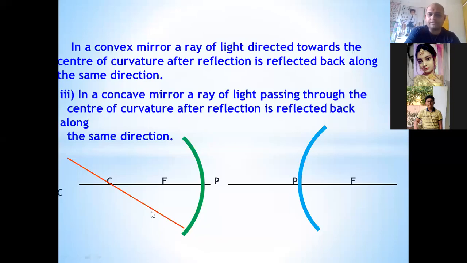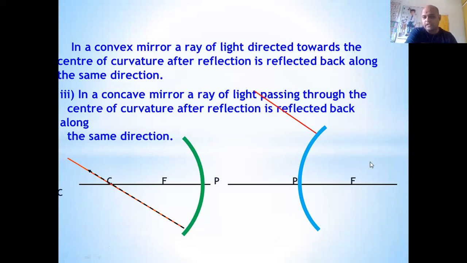So it will get reflected back along the same direction. See, the incident ray is the orange line, and the reflected ray will go back along the same path, which is annotated by the black dotted arrow. Same way for a convex mirror. Now we know for a convex mirror, the center will be beyond this one, somewhere around here. So you have to think about this one, and the reflection will also be in the same direction.